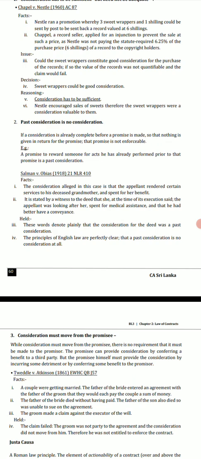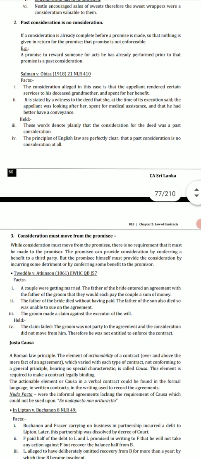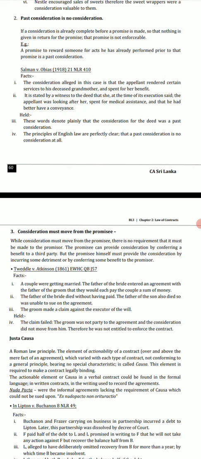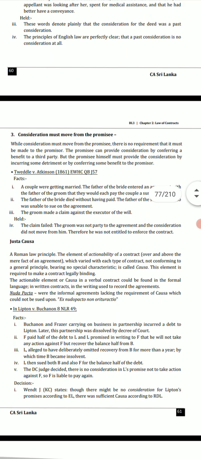The second one is that past consideration is no consideration. If the consideration is already complete before the promise is made, that is, nothing is given in return for the promise, the promise is not enforceable. A promise to reward someone for acts already performed prior to the promise is past consideration. Please go through this and read it. These are very simple things to understand. So let's go to the third one.